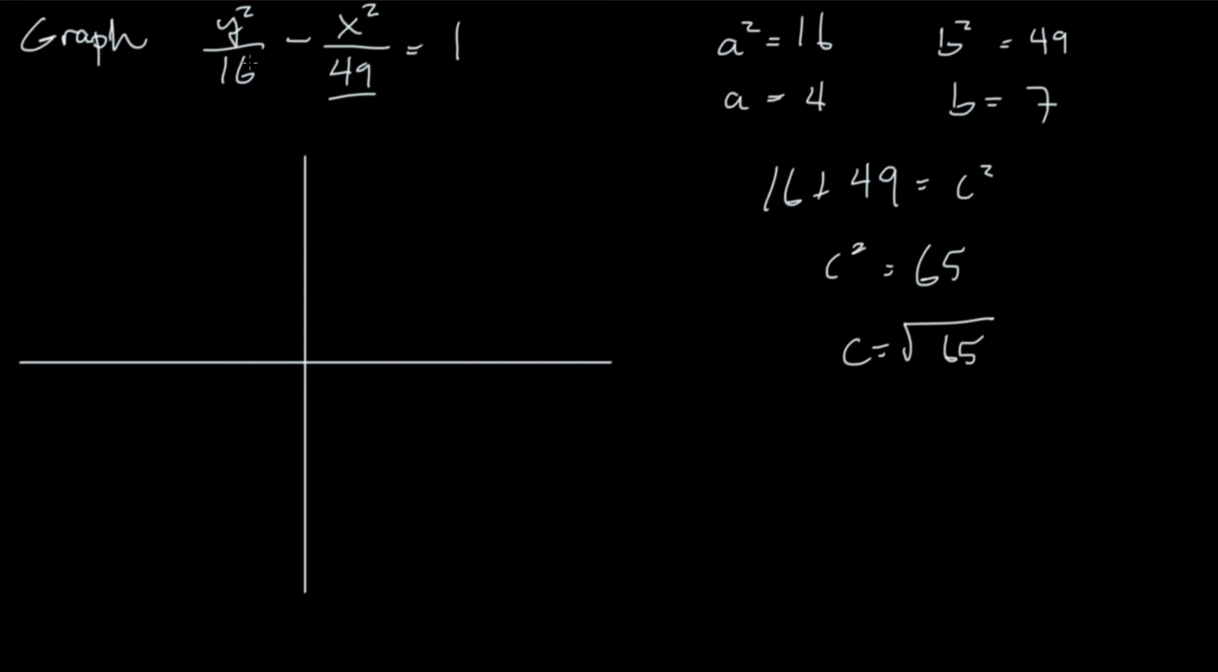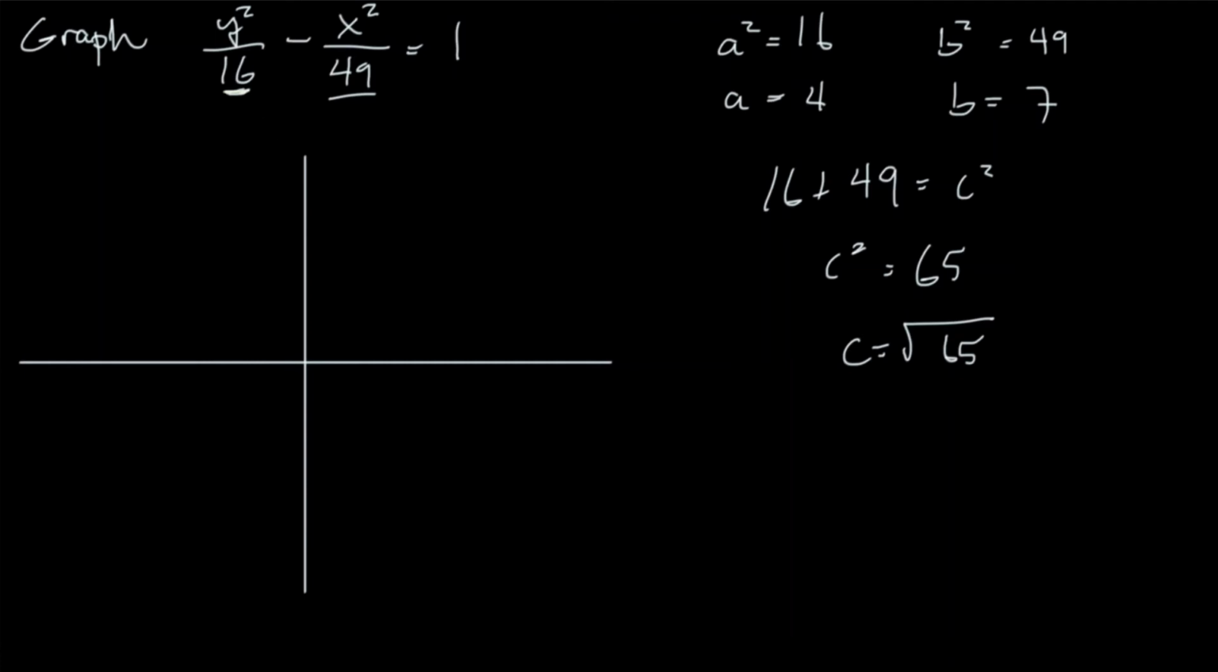We need to evaluate whether this is going to have a vertical or horizontal transverse axis. And I believe this is going to have a vertical transverse axis because that y squared is the leading term. I like to think vertical transverse axis because y is often vertical. All right, so we are going to go 4 units in the y direction.